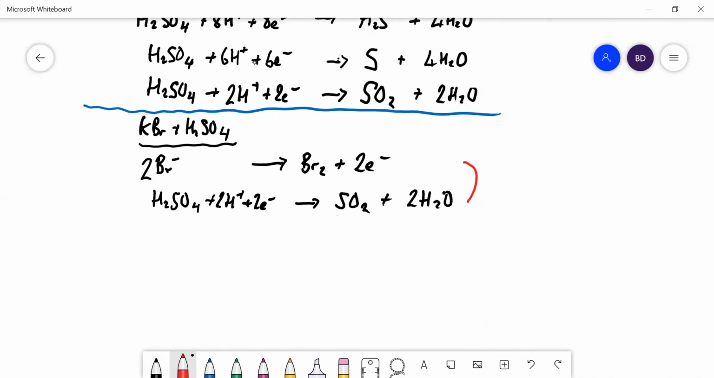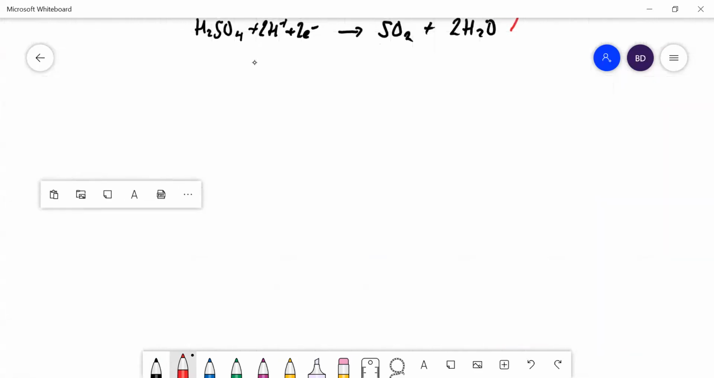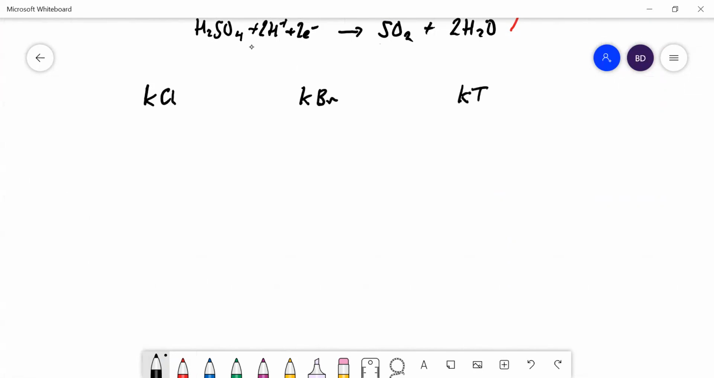So now with the KCl, I said you don't get any redox, so you can't write redox equations. You only get the acid-base reactions there. So I'm going to do a little summary table of the products that you get. So you're adding, let's say, KCl, KBr, and KI, all solids.